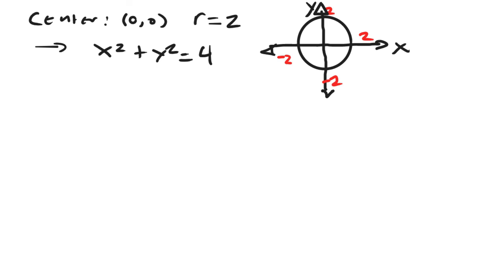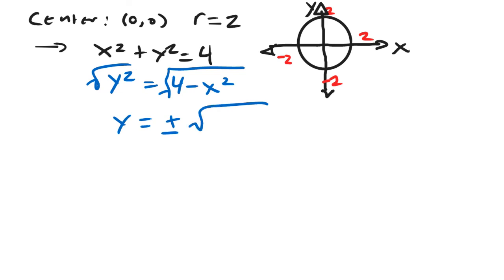Now, you can graph this in the x and y plane by using the graphing calculator, but to do so, you would have to solve for y. How do I do that? Well, I take x squared and subtract it, where I get 4 minus x squared, and then I take the square root, and that gives me y equals plus or minus the square root of 4 minus x squared.